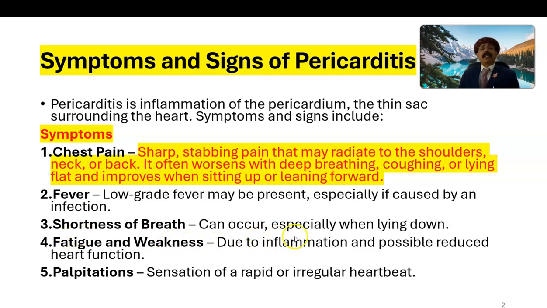Shortness of breath can occur, especially when lying down. Fatigue and weakness due to inflammation and possible reduced heart function. Palpitations, a sensation of a rapid or irregular heartbeat.